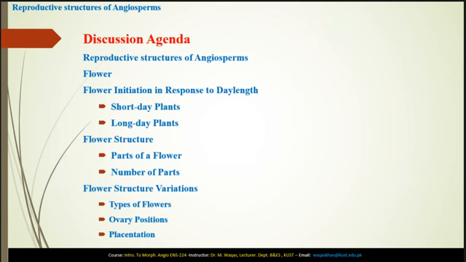After that, we will talk about the structures of angiospermic flowers, in which we will study the different parts of flower and the number of different parts of flower. After the flower structure, we will study the variations in the flower structure, and on the basis of variation, how many types of flowers there are on the basis of ovary position, and the variations of flower on the basis of placentation.